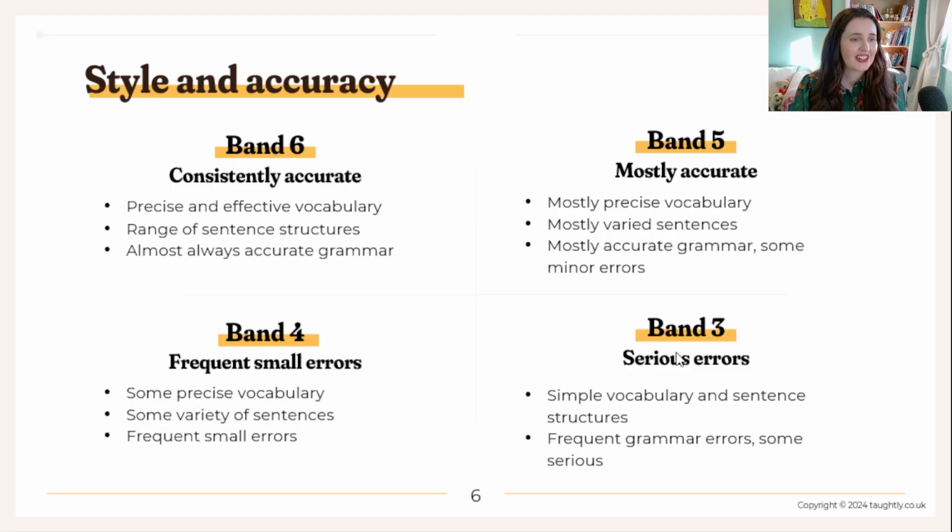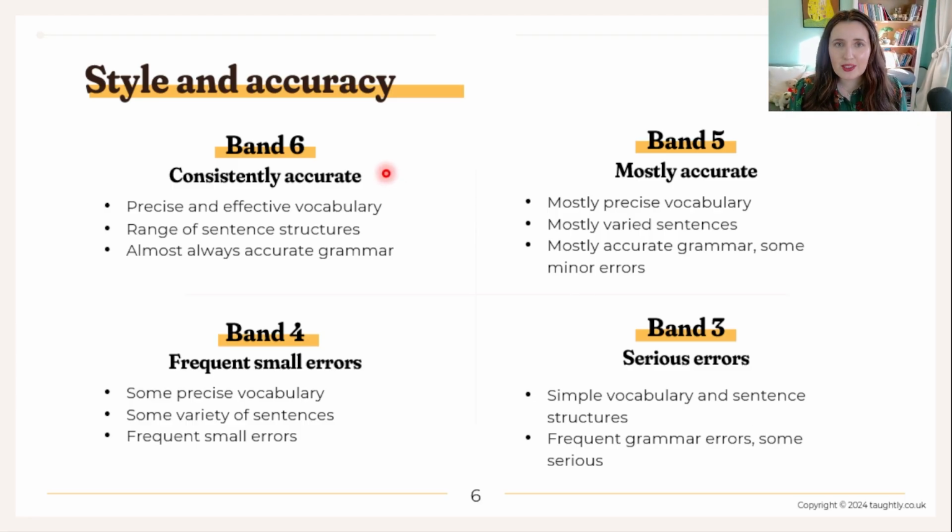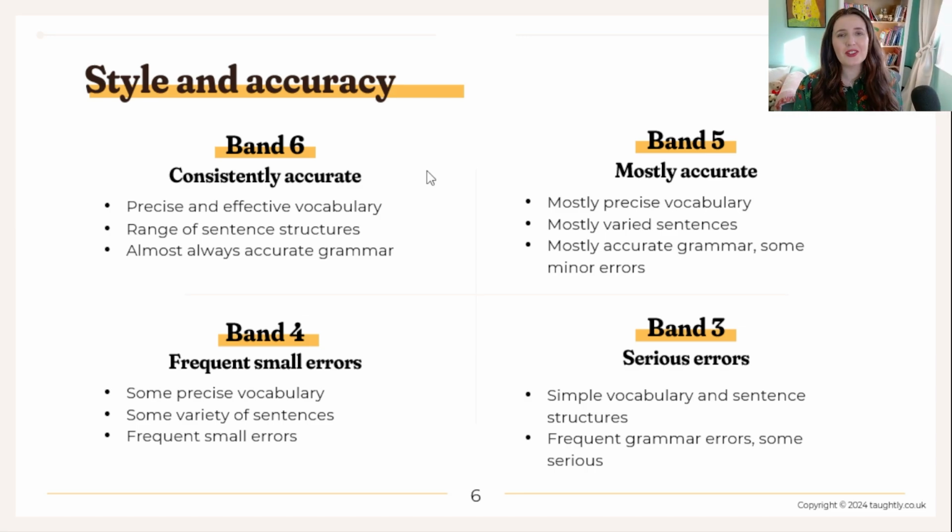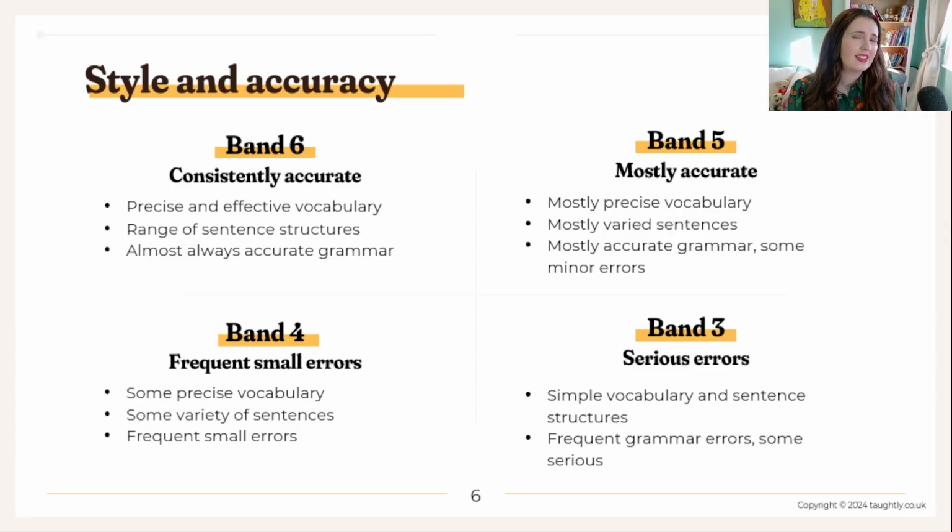For style and accuracy, so this is basically a writing mark. If you want to be in the top band, you need to be consistently accurate. Look, you can have a few small errors. No one's asking for complete and utter perfection, but 95% of the time it should be accurate. And when you're making mistakes, that should be with more complex sentence structures or vocabulary, rather than simple basic mistakes. So in the top band, we're looking for precise and effective vocabulary.